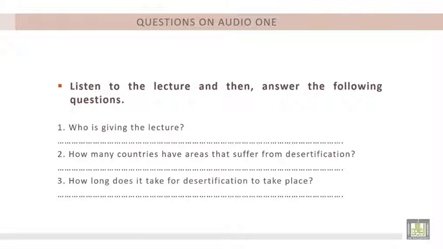Question number 1. Who is giving the lecture? Okay. The person who gave the lecture is called Albert Park, and he is from UNEP. And UNEP stands for United Nations Environmental Programme.